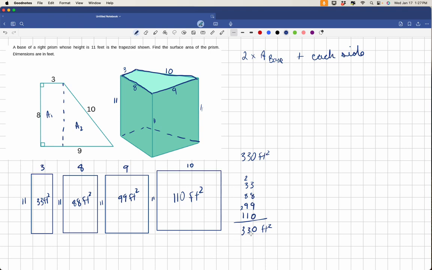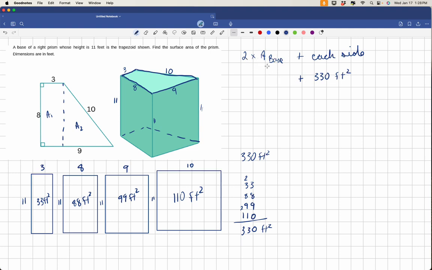So it's the same amount whether you do it as individual sides or if you add all of the sides together and multiply it by 11 all at one time. Doesn't matter. So that's going to be every side added together. That's 330 feet squared for that amount.